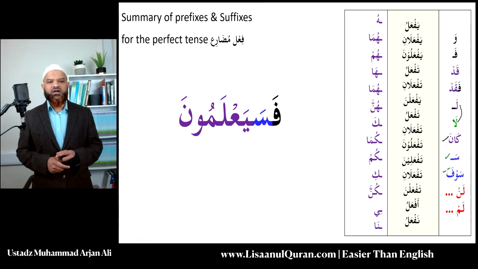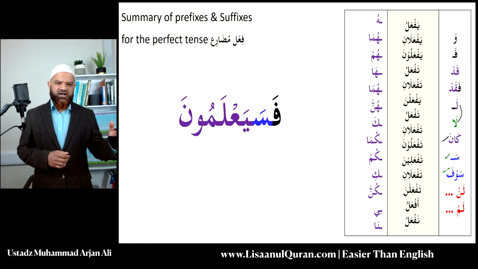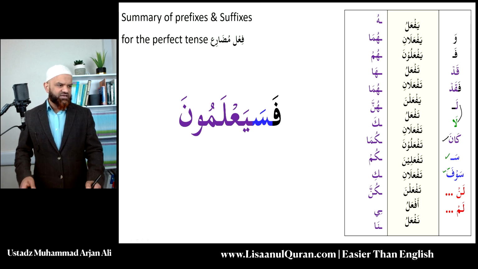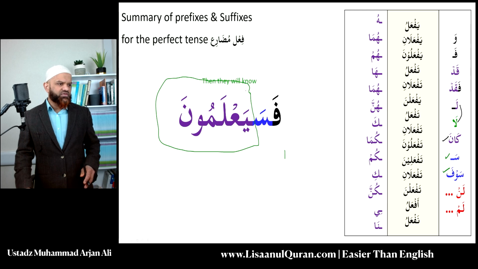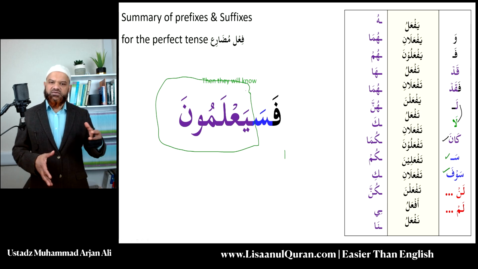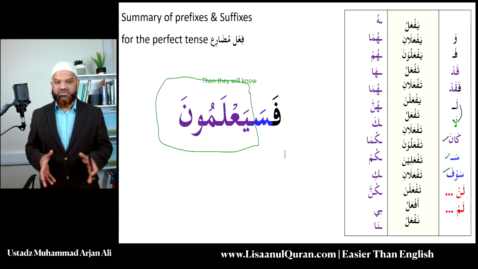One example here for you, فَسَيَعْلَمُونَ. I'm sure you can see fa, then you can see the sa, and then if you split the verb here in terms of writing, you'll see that this part is actually your verb. Okay, this is your verb part. So the meaning of that will be then they will know. So you can see how the prefixes are used, and of course I've shown you an example with how the pronouns are attached.